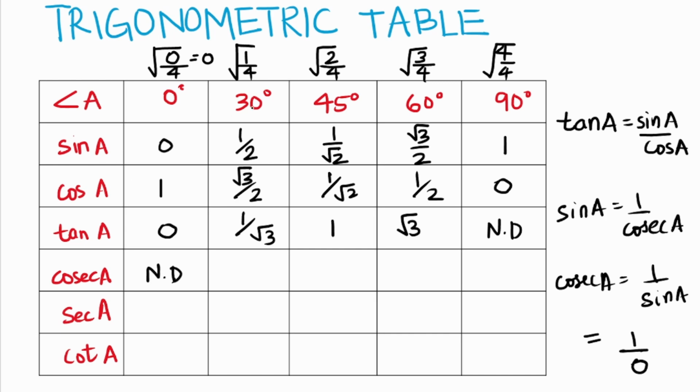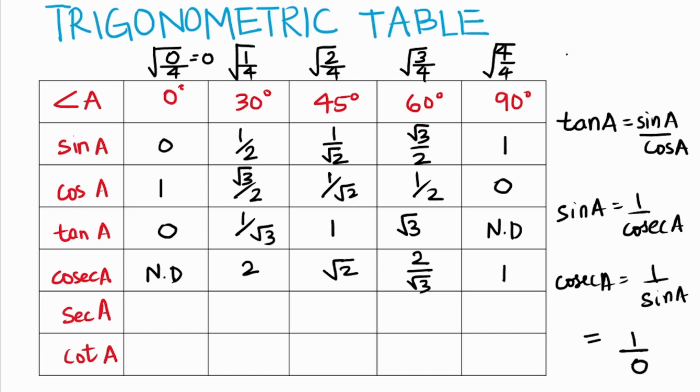Then sine 30 is 1 by 2. So cosec 30 should be the reciprocal, right? So here it will become 2. Then for cosec 45, it will become root 2. Then cosec 60. Sine 60 is root 3 by 2. So cosec 60 will be the reciprocal. We will be writing 2 divided by root 3. Then sine 90 is 1. Cosec 90 is the reciprocal of sine 90, and the reciprocal of 1 is 1 itself. So we'll be writing 1.